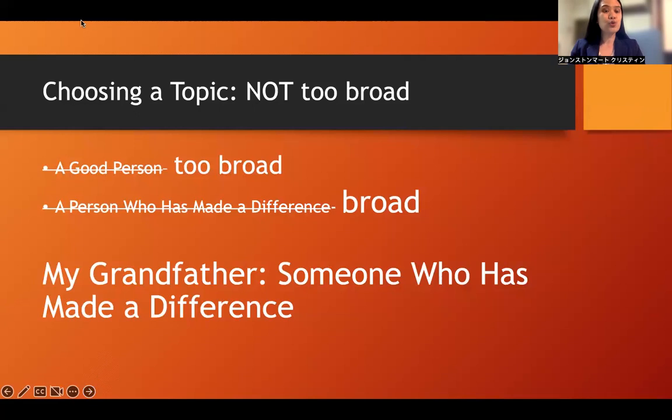Regarding choosing a topic. When choosing a topic, it should not be too broad. For example, a good person. It's too broad. It will be hard for you to create slides and to explain your presentation.